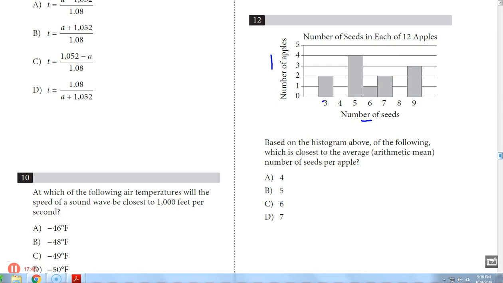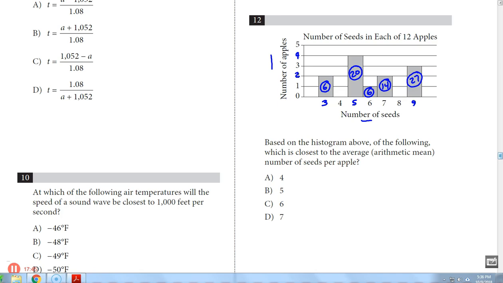it looks like there were 3 seeds here in 2 different apples. So it looks like there were a total of 6 seeds there. 3 seeds in 2 different apples. There were 5 seeds in 4 different apples. So if there were 4 apples and each one had 5 seeds, that would be a total of 20 seeds there. There were 6 seeds in 1 apple. And then there were 7 seeds in 2 apples. And then there were 9 seeds, right here, 9 seeds in 3 apples for a total of 27 seeds.